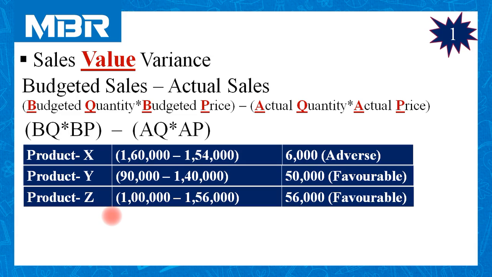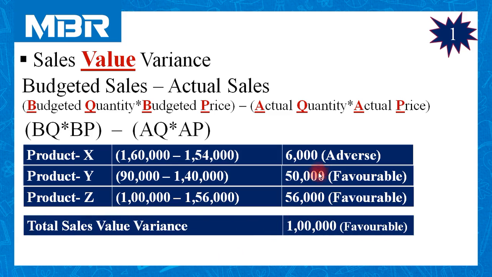Third product, product Z. Budgeted sales for product Z is rupees 1 lakh. Against our budgeted sales of rupees 1 lakh, we have actually sold for rupees 1,56,000. You can say 56,000 more than that of our estimate. So sales is increased by 56,000. Our revenue is also increased by 56,000, and it affects our profit positively. So it's favorable.